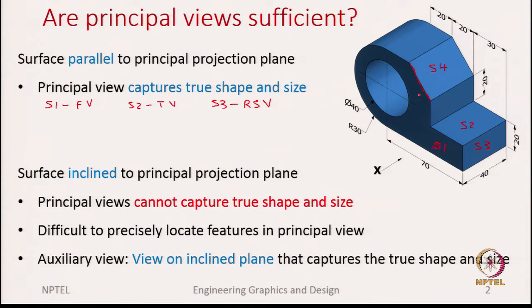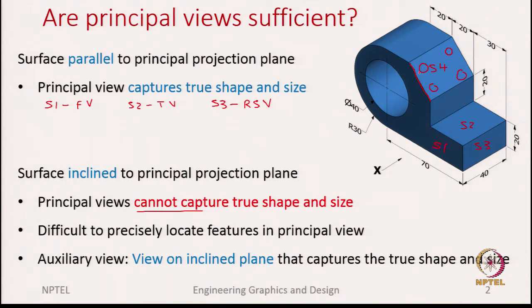So, essentially what we are trying to say is, principal views cannot capture the true shape and size if we are talking about an inclined surface such as S4. And then the problem is, it is difficult to precisely locate features of this surface on the principal views. So, let us say one needs to drill 4 holes on this surface. How do you represent this information on a regular orthographic projection? Since you are not able to capture the true shape and size, precisely locating the holes becomes a little difficult.